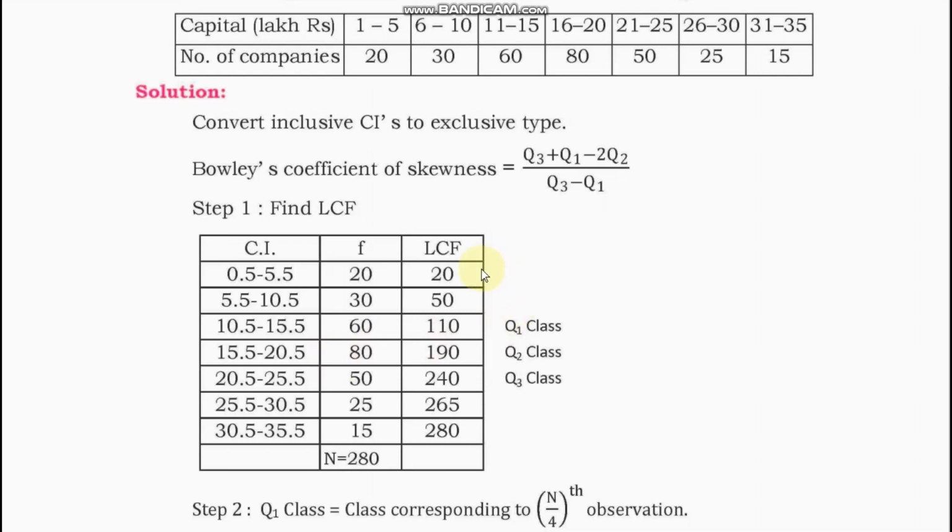While calculating the quartiles, the first step is to take the cumulative frequencies. So 20 as it is, 20 plus 30 is 50, 50 plus 60 is 110, 110 plus 80 is 190, 190 plus 50 is 240, 240 plus 25 is 265, 265 plus 15 is 280.